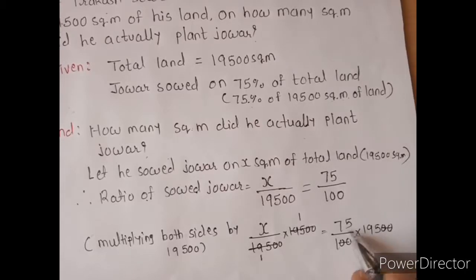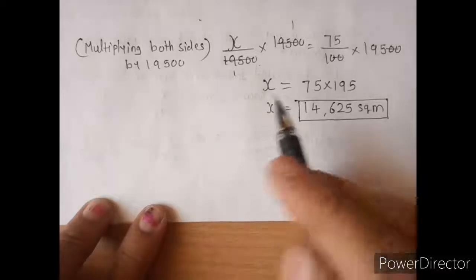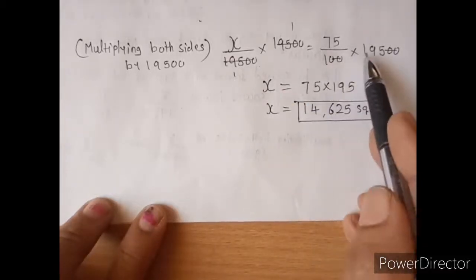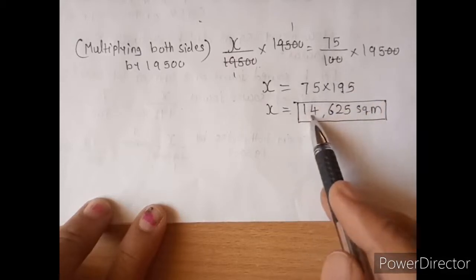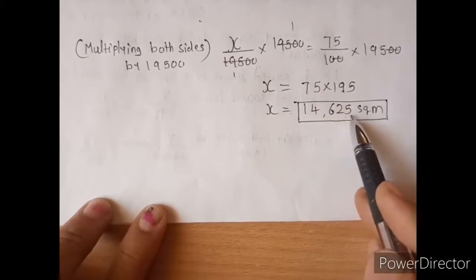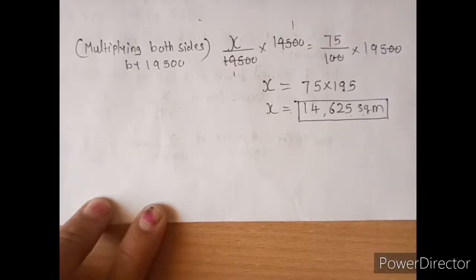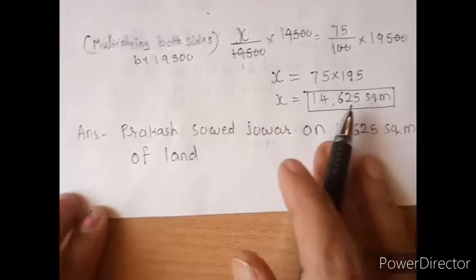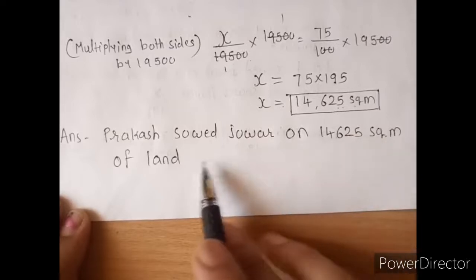Multiply 75 into 195. So here x is equal to 75 into 195. The product is 14,625 square meter. Write down the answer. Prakash sold Jawar 14,625 square meter of land.